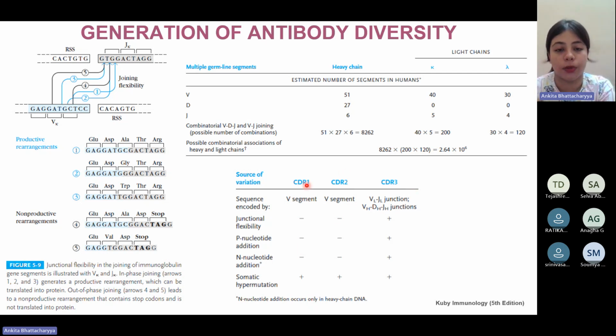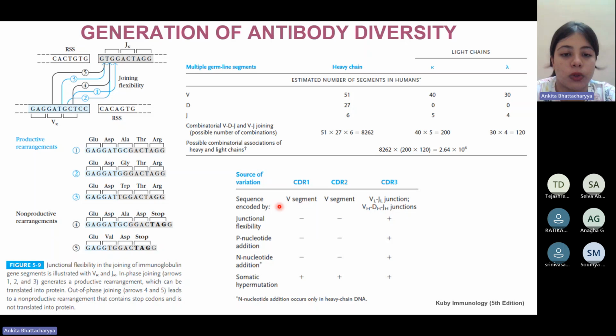So this is what I was talking about, the source of variation. So we talked about the epitope of the antibody, and within the epitope, there are hypervariable regions, or the CDR1, CDR2, and CDR3. Among these three, the CDR3 is considered to be the most relevant, or the most responsible towards contributing to antibody diversity. So there, the sequence gets encoded by not just V segments, but by VL-JL junctions and by VH-DH junctions, which is why it has maximum variation as part of the sequence.